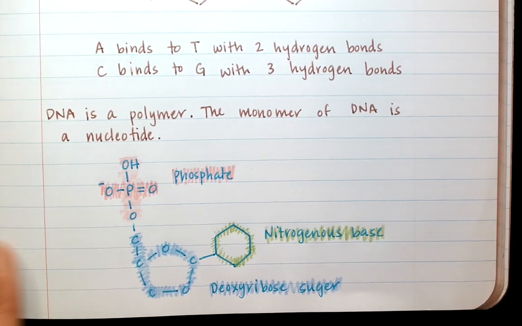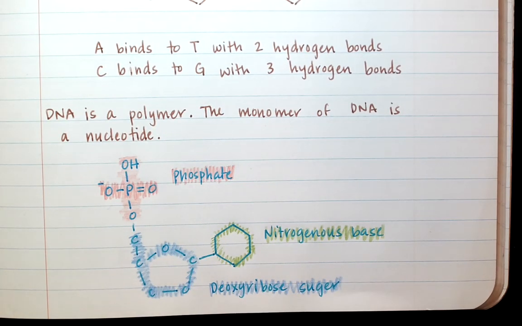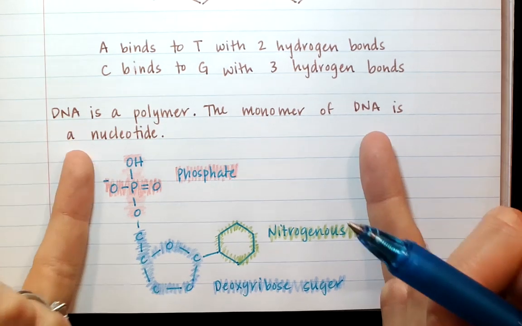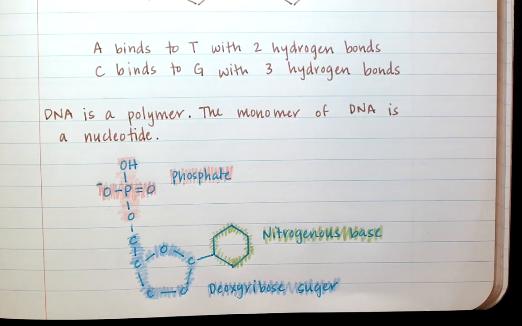Now this whole thing, sugar, phosphate, and nitrogenous base, is called a nucleotide. So DNA is made up of a nucleotide bonded to a nucleotide, bonded to a nucleotide, bonded to a nucleotide. The nucleotides are the monomers, DNA is the polymer. So we're going to switch back to that model. So go ahead and get those cut up pieces ready, and then we're going to finish off that model.